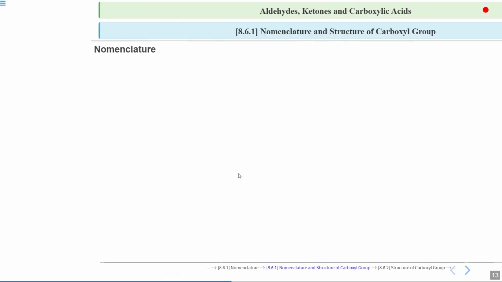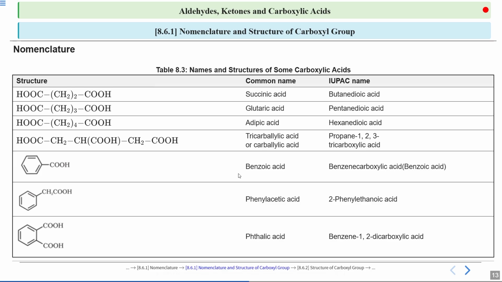Okay, is it clear? Now if we see the next compounds, the common name for this is succinic acid. And if you read the IUPAC name, since there are 4 carbon atoms, this will be butanedioic acid. Similarly, for this, the common name is glutaric acid. And if you see the IUPAC name, since it contains 5 carbon atoms, it is pentanedioic acid.